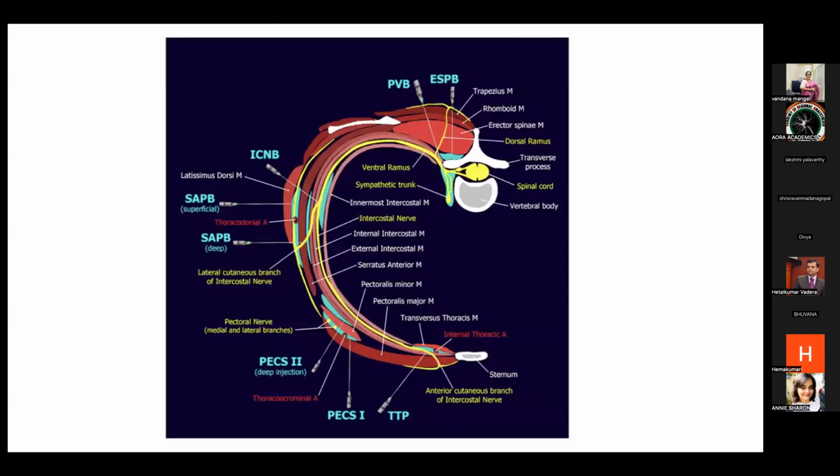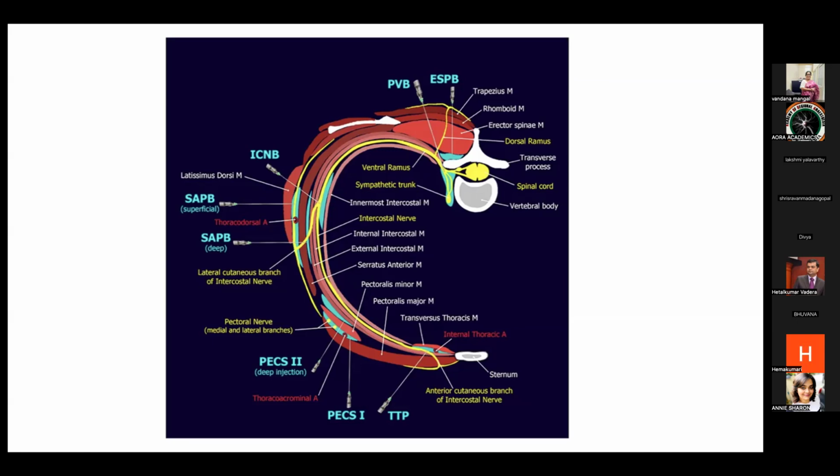So this is an image depicting the various plane blocks. PEC1 is between the pectoralis major and the minor, so you will be targeting the pectoral nerves in PEC1 or your interpectoral plane block. Then you have the PEC2 or the pectoserratus plane block. Again, you'll be targeting your pectoral nerves, which is between the pectoralis minor and the serratus anterior muscle. Then you have the serratus anterior plane block, which is the superficial and deep. And then as you go posterior, you'll be having the erector spinae plane block and the paravertebral block.